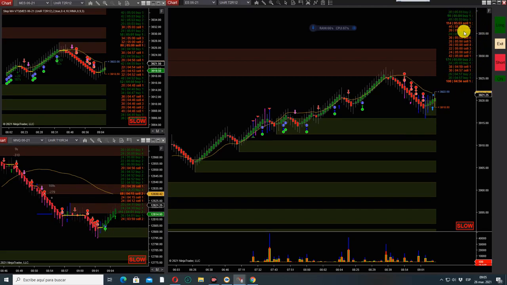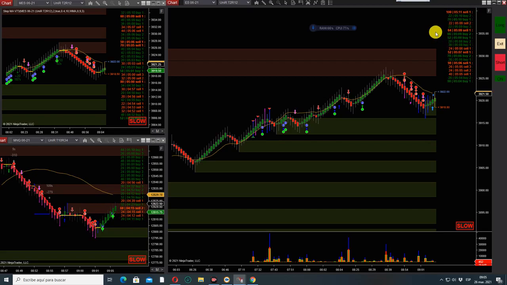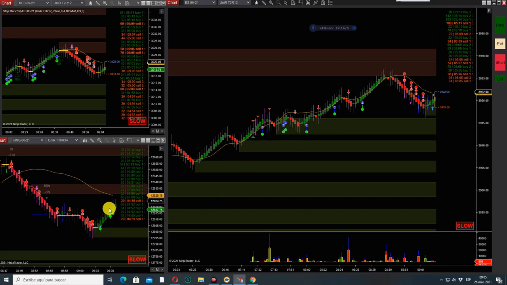But we can go long here, but still lots of selling. You see lots of selling in the tape. I don't like what I see. Even though the Nasdaq is still pushing higher, it can stop in this resistance level here.